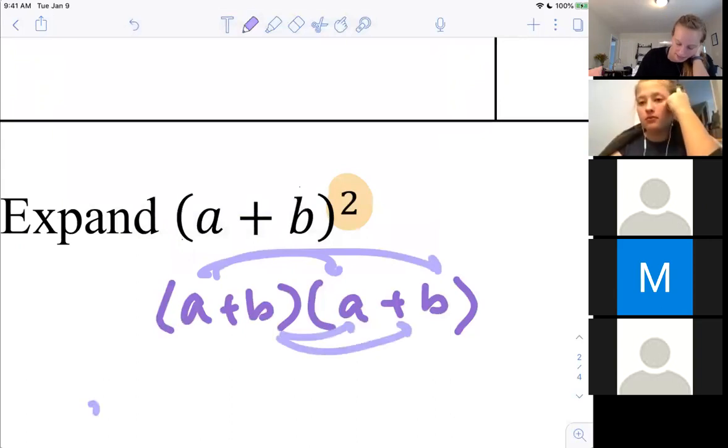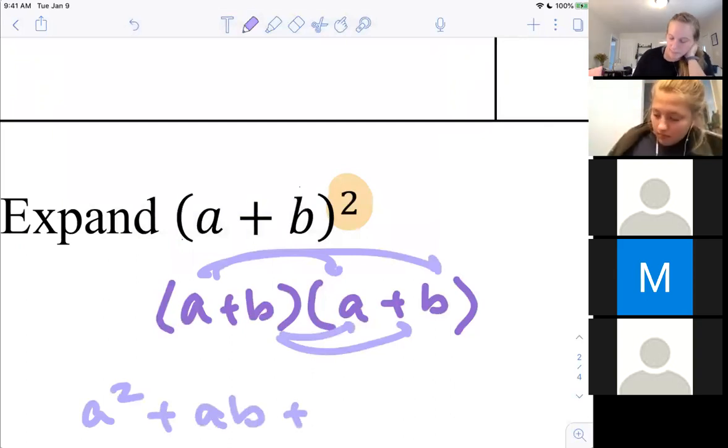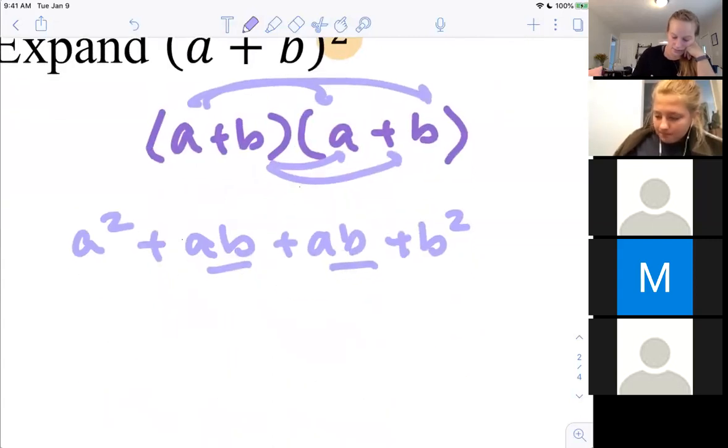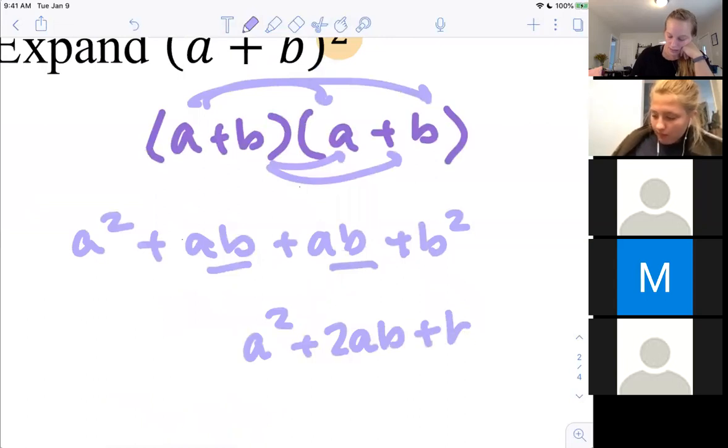So A times A is A squared, A times B is AB, B times A, when you multiply, remember it's commutative. So I can write BA or I can write AB, and I wanna write AB so these guys match. And then last, I'm gonna have B squared. I now get to add those two together. So I've got A squared plus 2AB plus B squared.